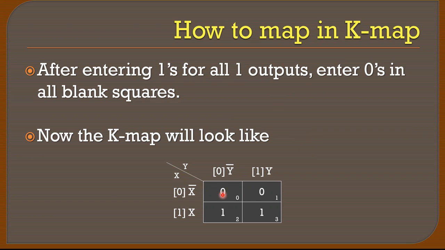So here you have two boxes, 0 and 1, where we don't have ones. The remaining boxes you are going to fill with 0. So this is how you are going to map it in the K-map. After that, we will see about reducing it into a minimized version of the Boolean expression.